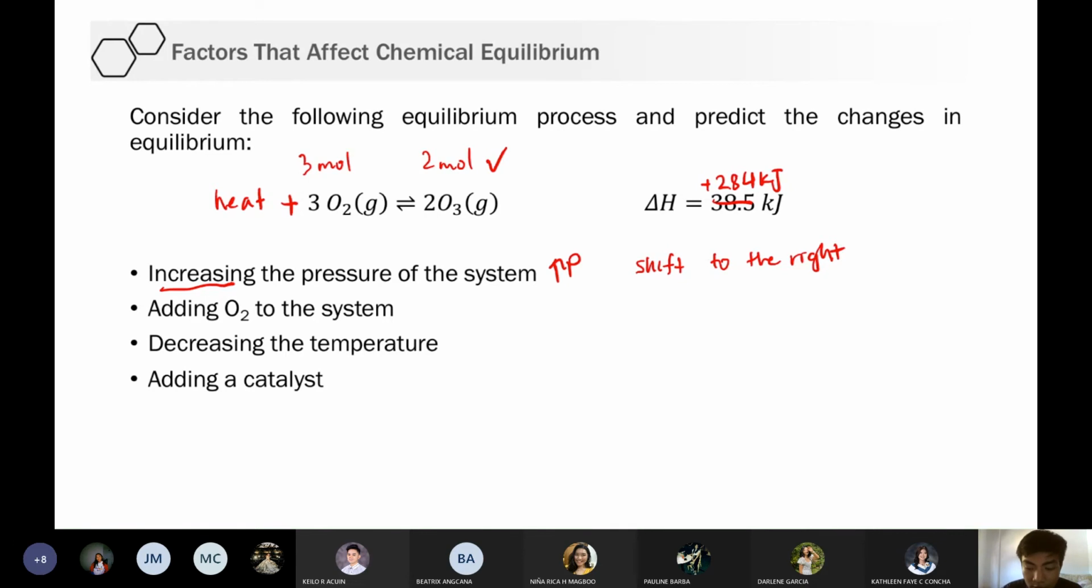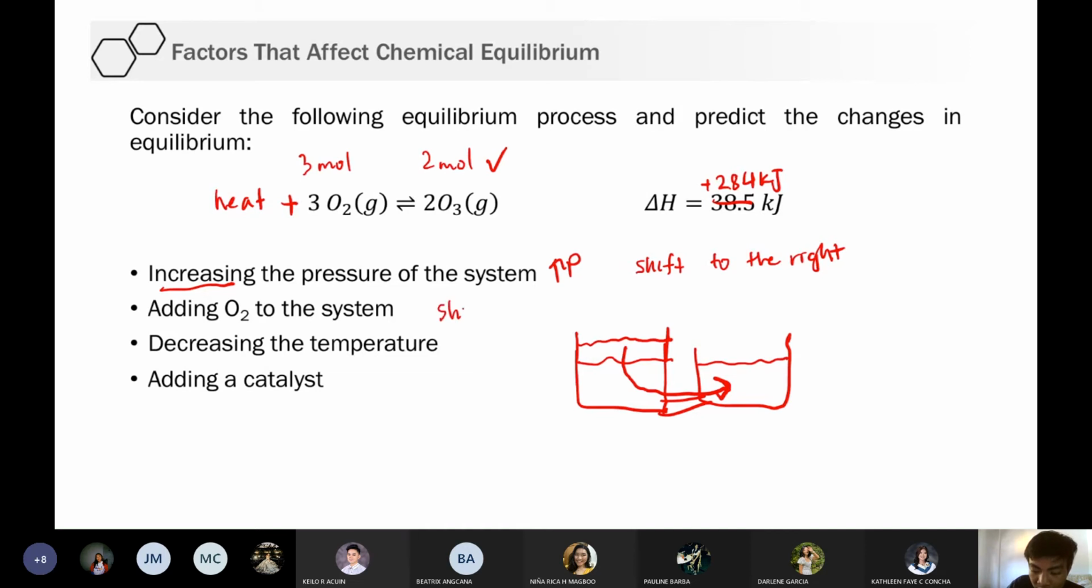Next, adding oxygen to the system. Use the water bucket analogy here. If I add oxygen in the system, then that means I add water on my left bucket, because on the reactant side I have my oxygen gas. So adding oxygen will add water to my left bucket. In order to achieve balance, it will push the water to the right, or the equilibrium will shift to the right. So it will produce products in order to achieve balance.